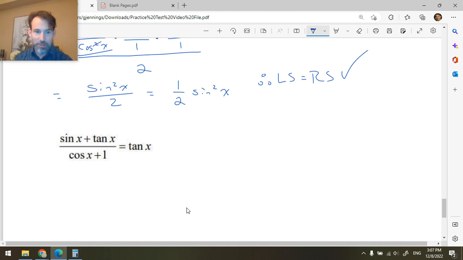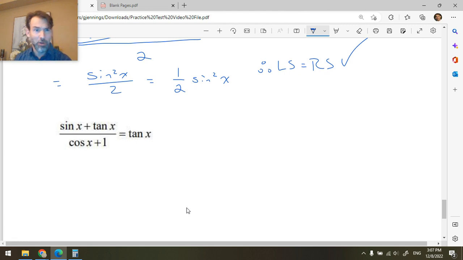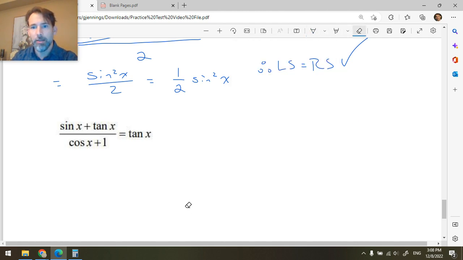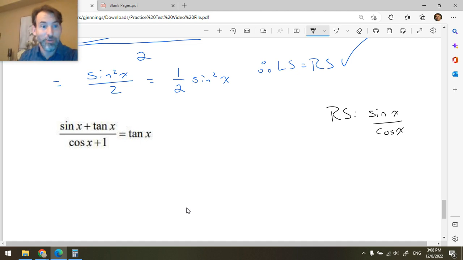Sine x plus tan x equals tan x. Oh, well, wait, we have to divide that out by cos x plus 1. Whoa, what's going on? All right, let's try this. Okay, so let's simplify the right side. Let's work in another color. Black. I like working in black. Okay, the right side in this case is sine x over cosine x. Because don't forget, tan x is equal to sine x over cosine x. All right, let's see that left side and see if we can massage that into something similar.